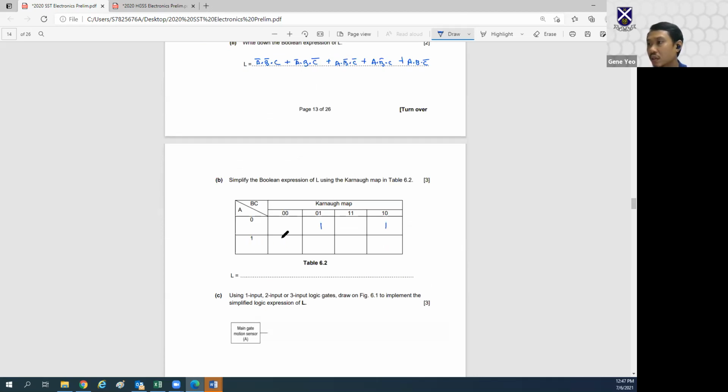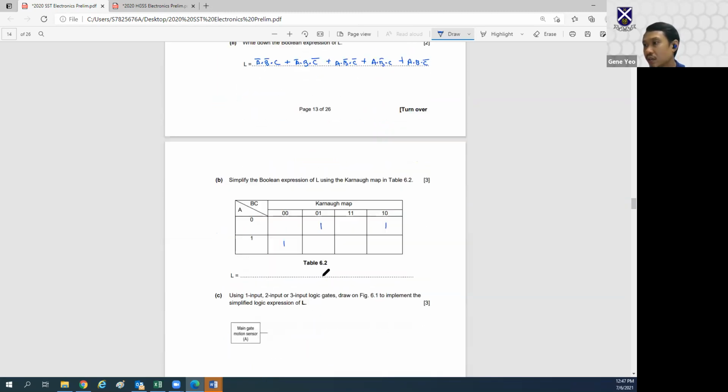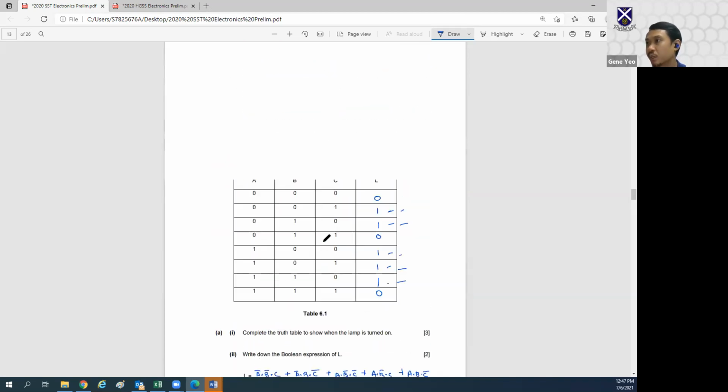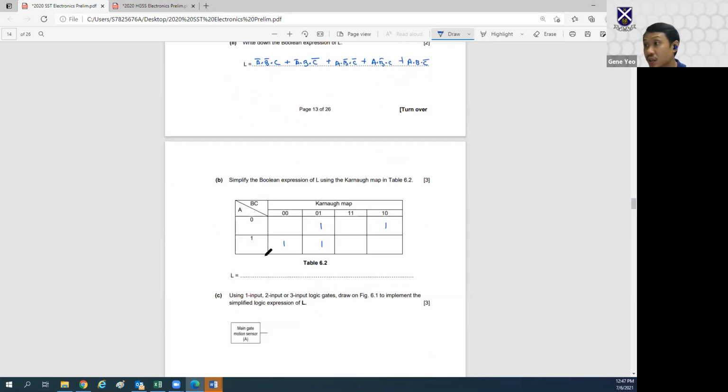1, 0, 0. Okay, 1, 0, 0 here. Next is a 101, 101, and the last one is a 111. Sorry, it's a 110. So this is 1, 1, 0. Okay, so the rest, like I said, are zeros, and now we can start grouping them.